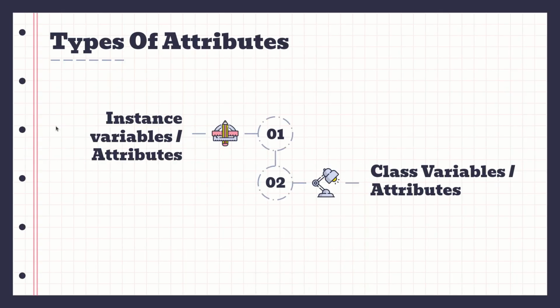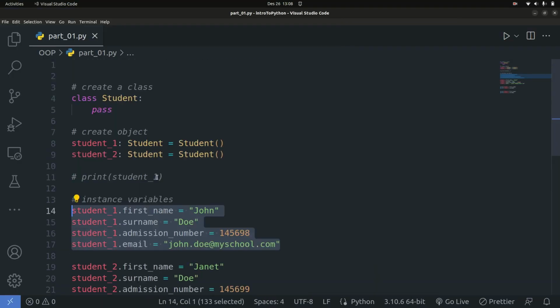So class variables are variables that are shared by all instances of a given class. So let's say that we have the class here called student. We have the student class right here. Once you have this student class, it can have an attribute that will be shared by all instances of that student class.